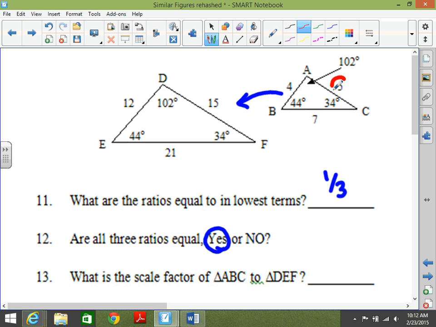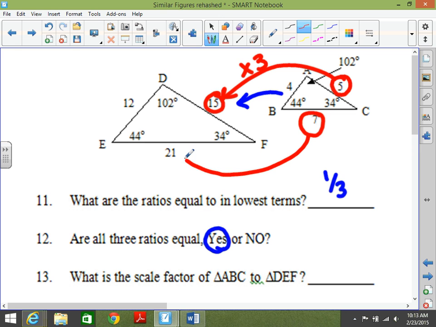So let's look here. 5 matches with what on this triangle? 15, right? 5 to 15. How do we jump from 5 to 15? Times 3. Okay, next. 7. What does it match with? 21. How do we jump from 7 to 21? Times 3. All right, 4 matches with 12. And how do we jump from 4 to 12? So what's our scale factor? 3. Scale factor is 3.